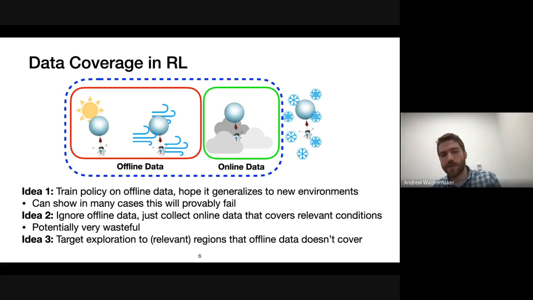So the picture looks something like this, where we have offline data coverage covering some of the conditions already, and we just target our online exploration on the regions of interest, in this case the clouds, that do not have data coverage.